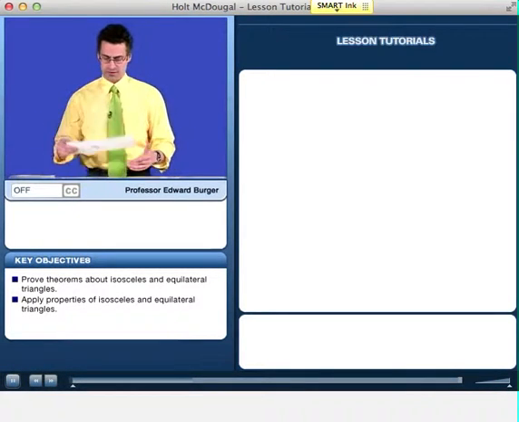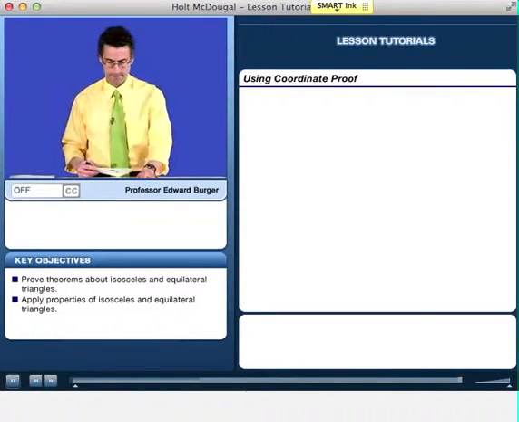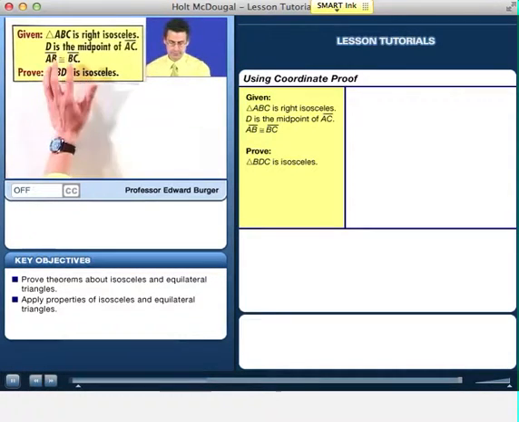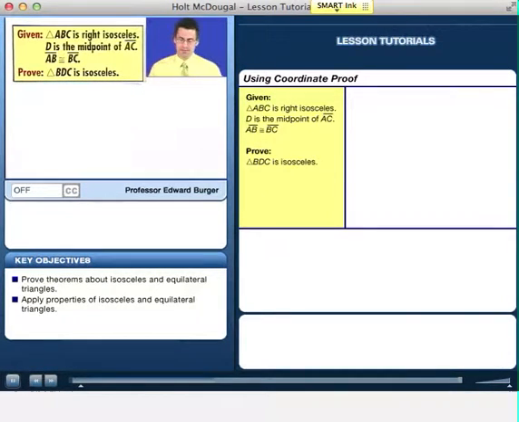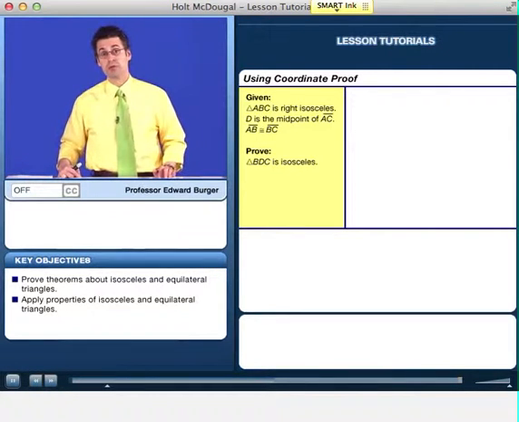Let's prove a fun little theorem for ourselves. Given triangle ABC is a right isosceles triangle, and D is the midpoint of AC, and we're told that AB, that side, is the one that's congruent to the other side, BC, then our mission is to prove that triangle BDC is isosceles.